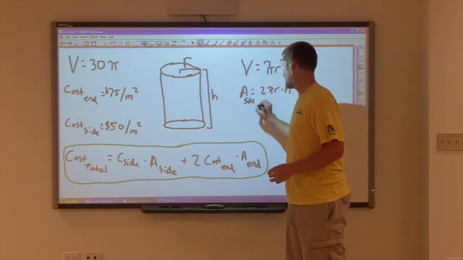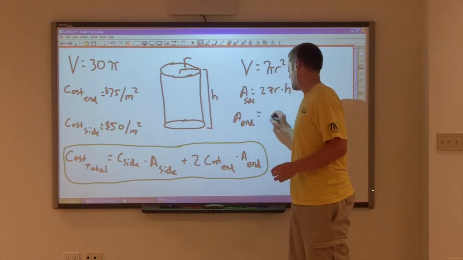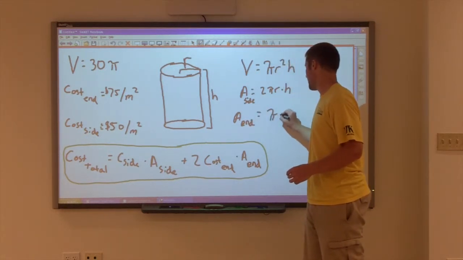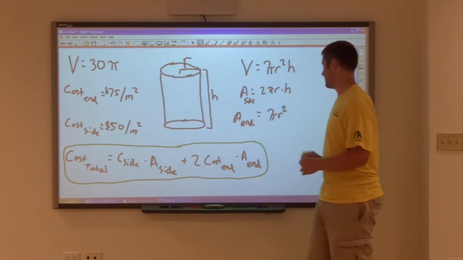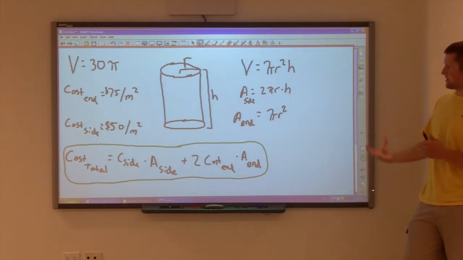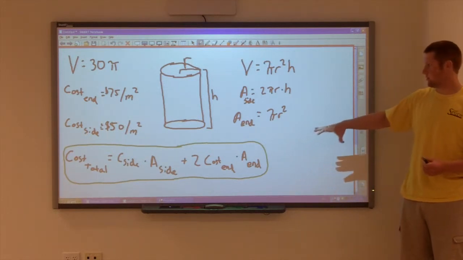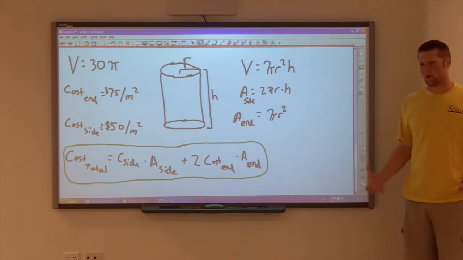And that's of the sides. The area of our top, or ends, is simply a circle. So that's pi r squared. Alright, so we can start to see everything taking shape. We can see that we can write the cost function in terms of r's or h's.